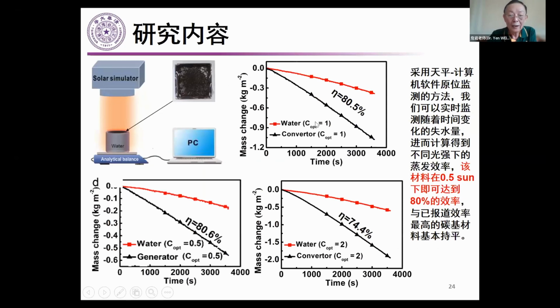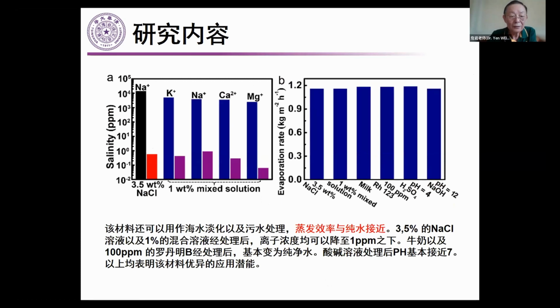Now, how to do the experiment? Very simple. We have an analytical balance, and then this is seawater, and we put those aniline oligomer films on, and then we put a solar simulator on and shine the light, and the water evaporates, and then we hook up the computer. We can do all kinds of kinetics and thermodynamics analysis. Now, the result.